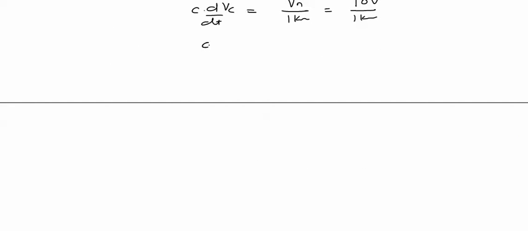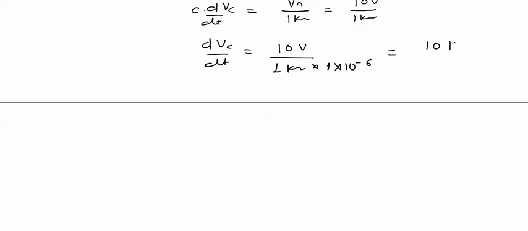Now dVc by dt will be equal to 10 volts divided by 1 kilo ohm into C, where C is 1 microfarad, 1 into 10 raised to power minus 6. So solving this we get 10 volts divided by 10 raised to power minus 3. Now we know that initially the capacitor voltage was 0 volts at t equal to 0.